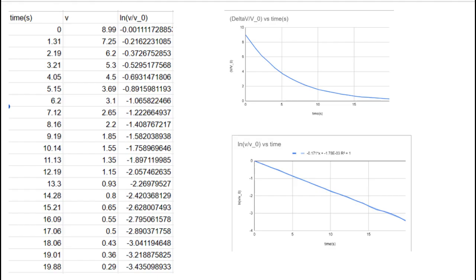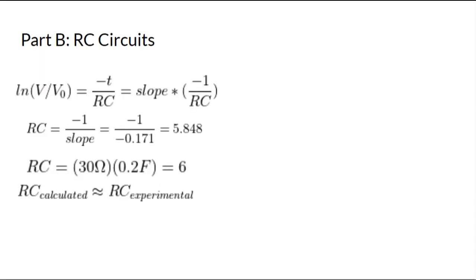For this RC circuit consisting of a 9-volt battery, a 200 millifarad capacitor, and a 30 ohm light bulb, the voltage was monitored in 1-second intervals for 20 seconds. The voltage versus time produces an exponentially decreasing graph, whereas the natural logarithm of this yields a very linearly decreasing graph. Using the given lab-specific formula, the slope equals the negative of the reciprocal of R times C.